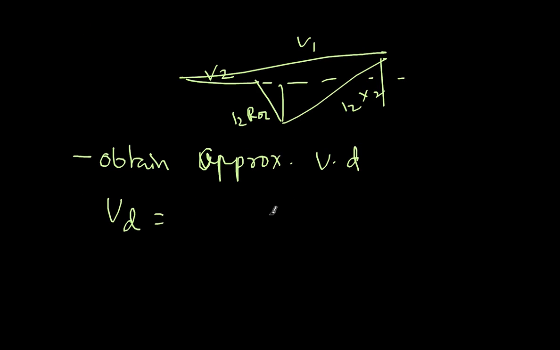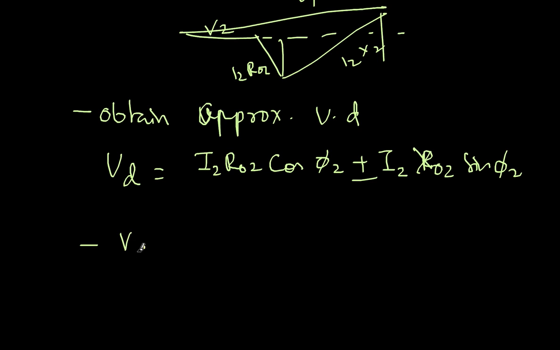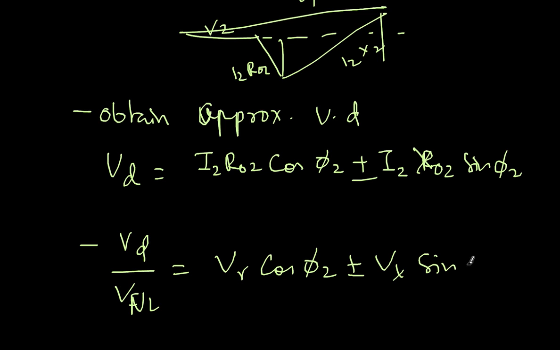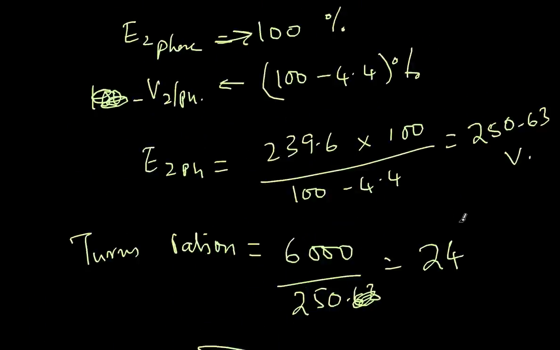The approximate voltage drop was I2 R02 cos phi 2 plus I2 X02 sin phi 2. But this formula applies only when the lagging load is there. For leading load, it is a minus. Then if I divide the voltage drop by the voltage at no load, I get Vr cos phi 2 plus or minus Vx sin phi 2, and this I'm calling voltage regulation. Then we did some problems with three-phase. This is just a quick summary of lecture 7.